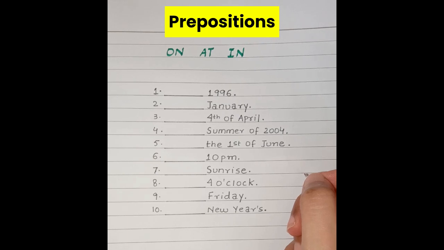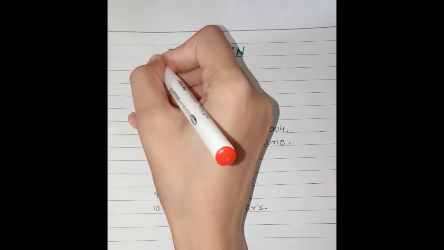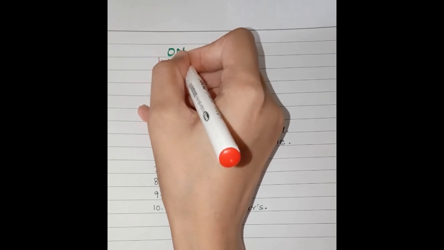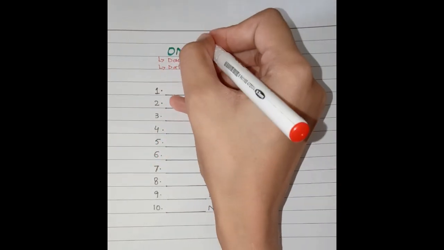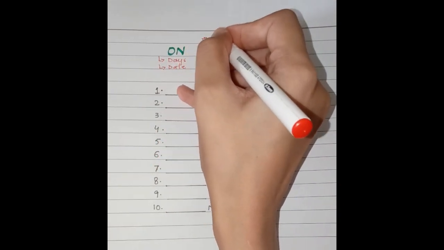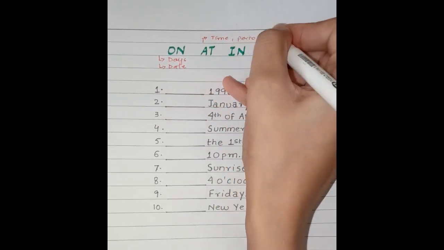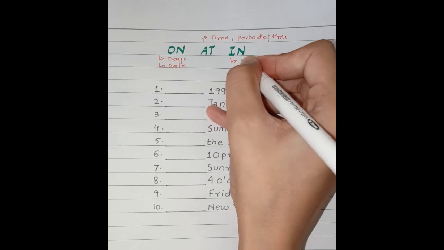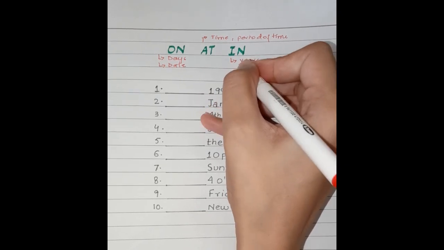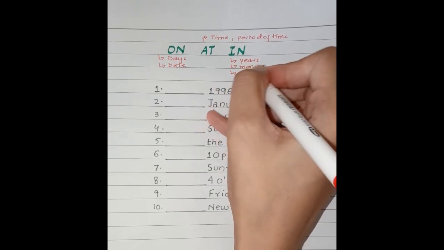In this video, we are going to master the use of on, at and in. Let's get started. On is used with days or dates. At is used with time or period of time. And in is used with years, months, and seasons.